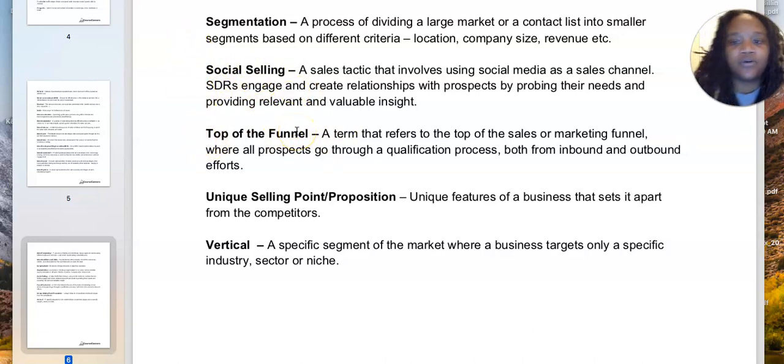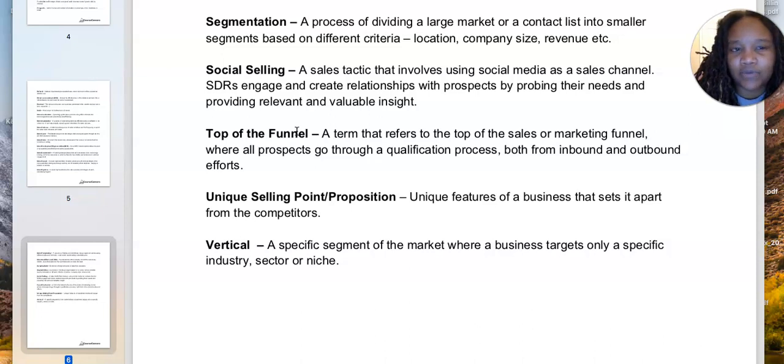Top of the funnel. Remember earlier when I showed y'all my little cool hand funnel? So this part right here is top of the funnel. Okay, so top of the funnel is a term that refers to the top of the sales or marketing funnel, where all the prospects go through a qualification process, whether it's inbound or outbound. So just think about all the clients that you're going to have. They all had to go through top of the funnel.